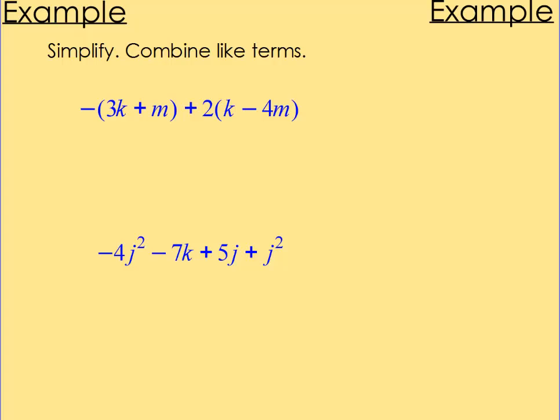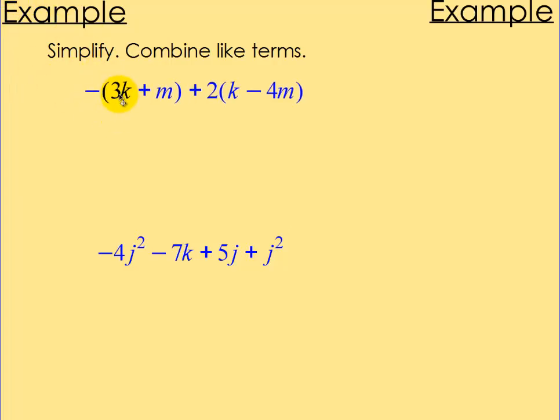Last one, pause the video. Alright, going to simplify and combine like terms. The first thing you want to do on the top is distribute that negative and distribute that 2. So this negative, which is like a -1, is distributing to both of those, and the 2 is distributing to both of these. So -1 times 3k is -3k. -1 times m is -m, plus 2k minus 8m.